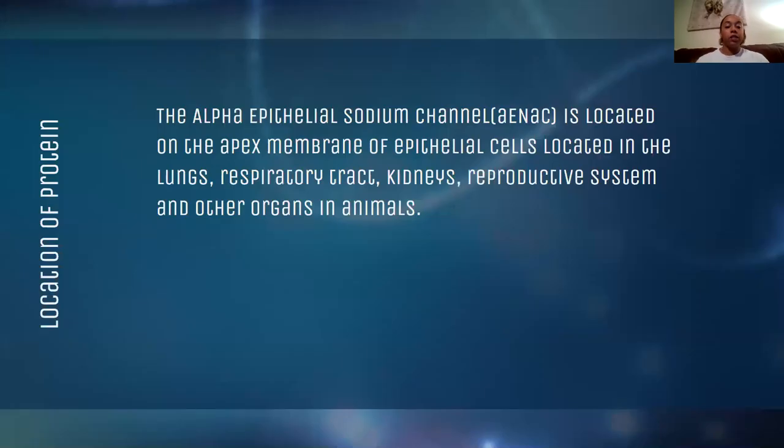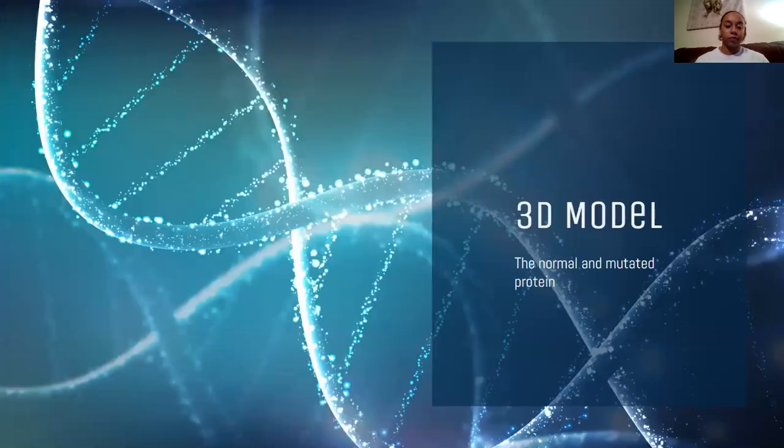The location of the proteins: the alpha epithelial sodium channel is located on the apex membrane of epithelial cells located in the lungs, respiratory tract, kidneys, reproductive system, and other organs in animals.